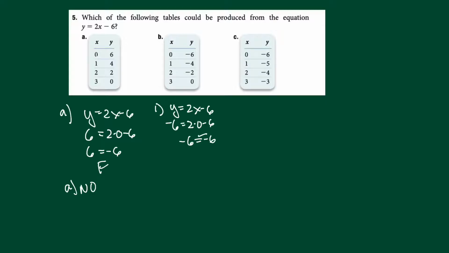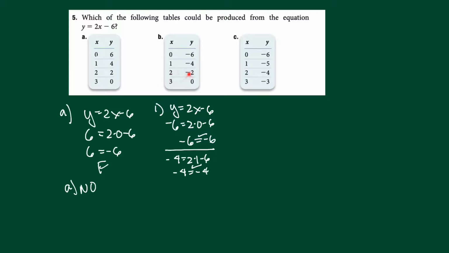So now let's go down to the second row. When x is 1, it says y is negative 4. So let's check that. I'll draw a line here. So y is negative 4 equals 2 times 1 minus 6. Negative 4 equals 2 minus 6 is negative 4. That one checks. Let's try the third row here.